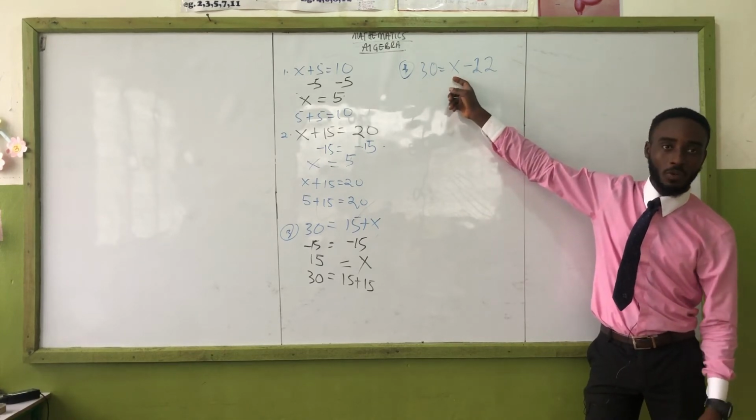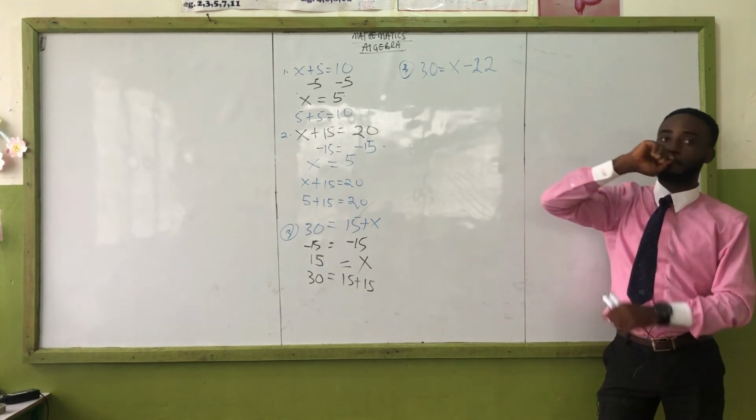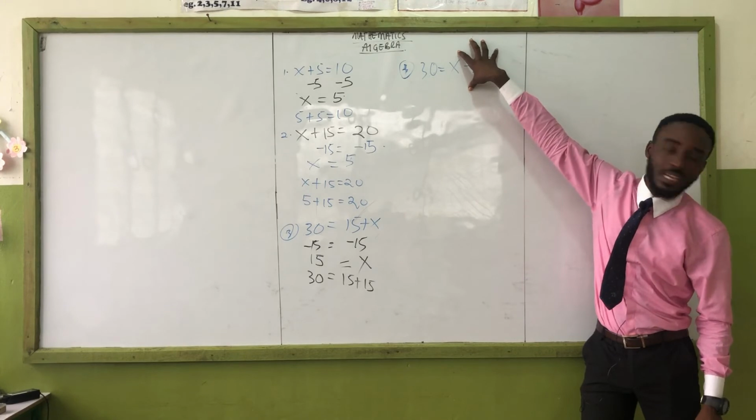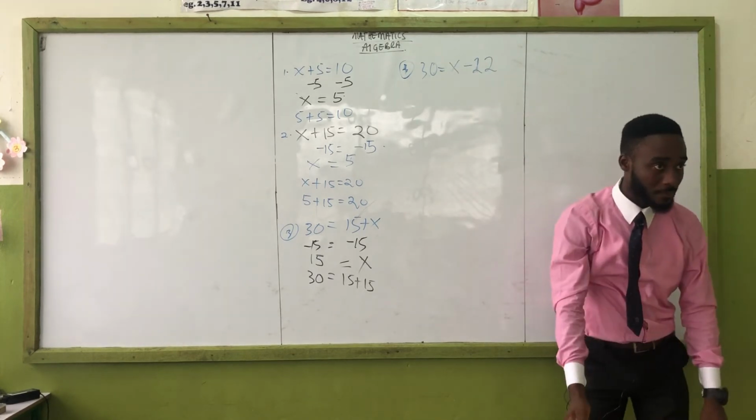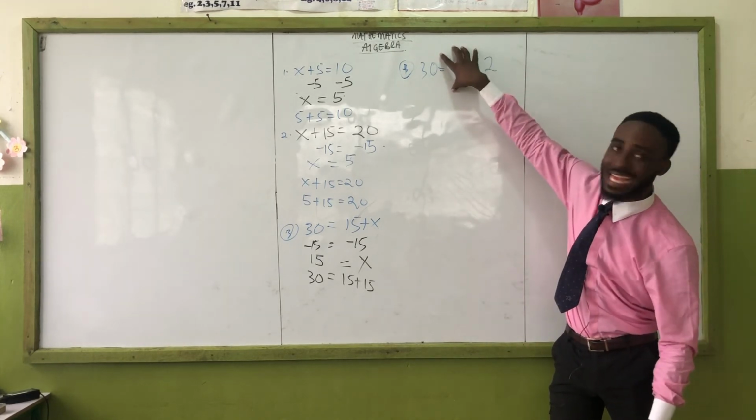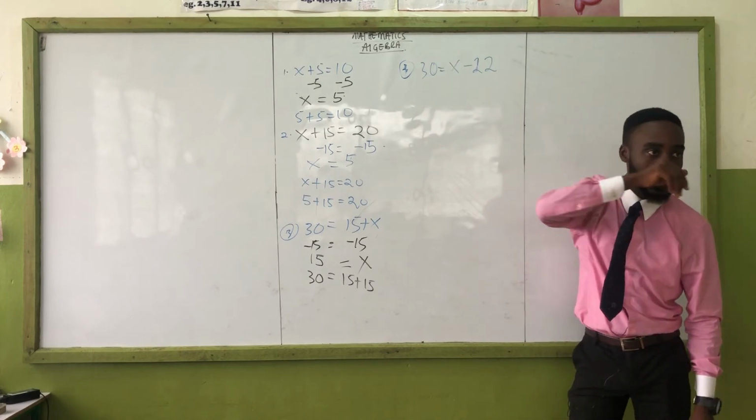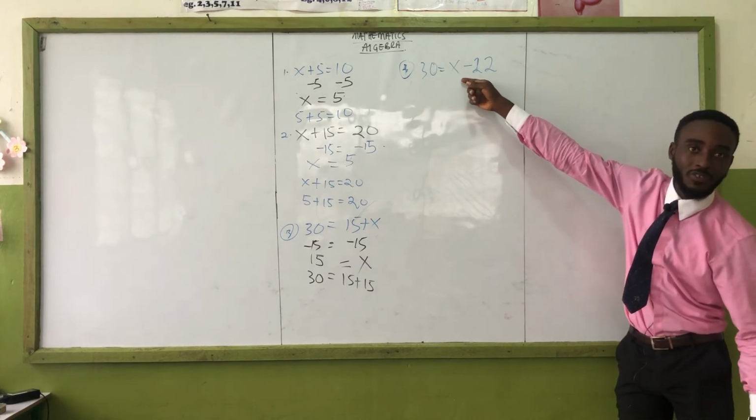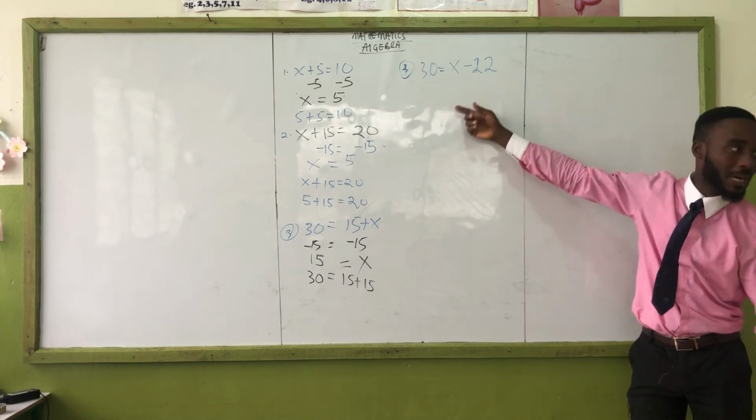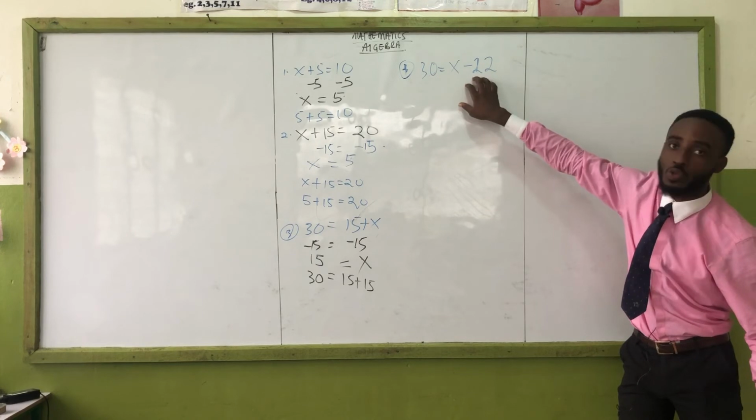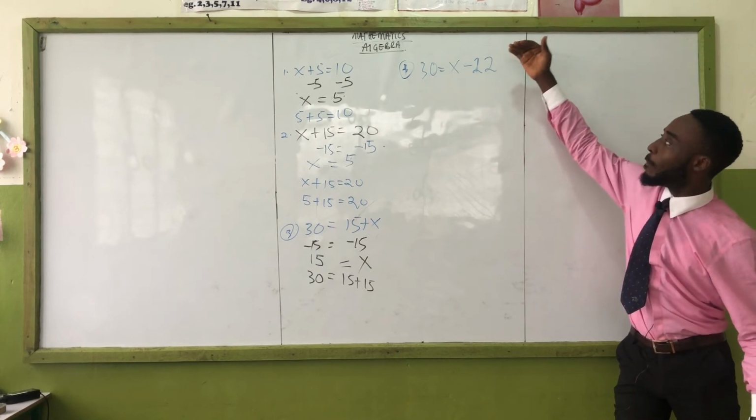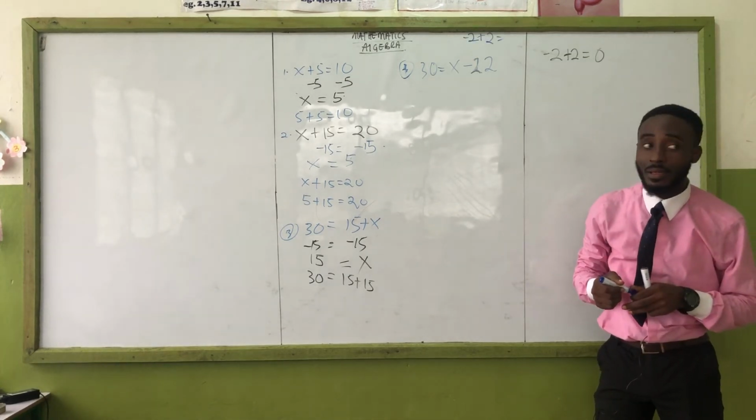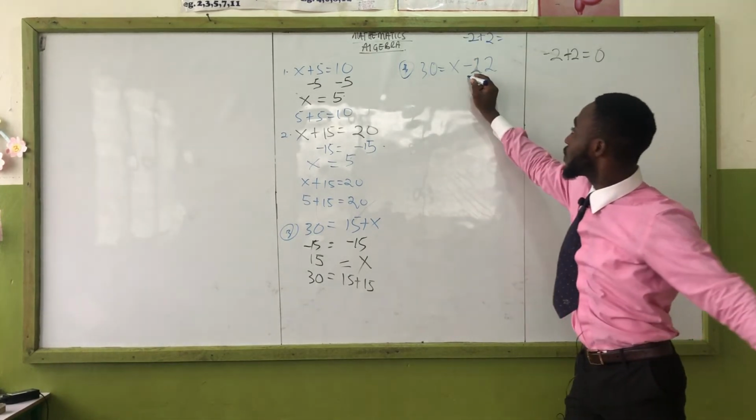I want x to stand alone, right? Yes. So I would want to do something to this guy to make x be alone, right? But in this case, x is already being subtracted. So to make both sides balanced, I would add 22 to this side so that minus and addition always cancel each other. You add positive 22.